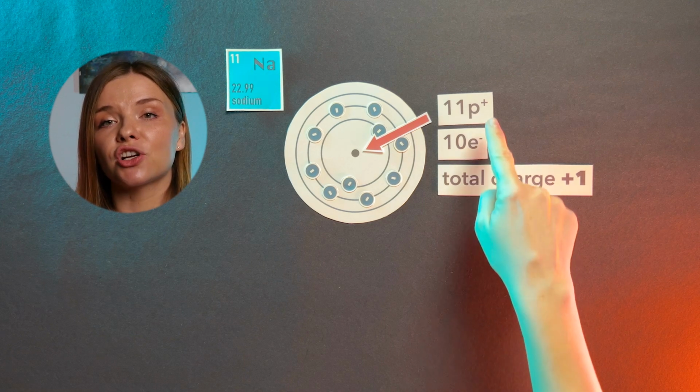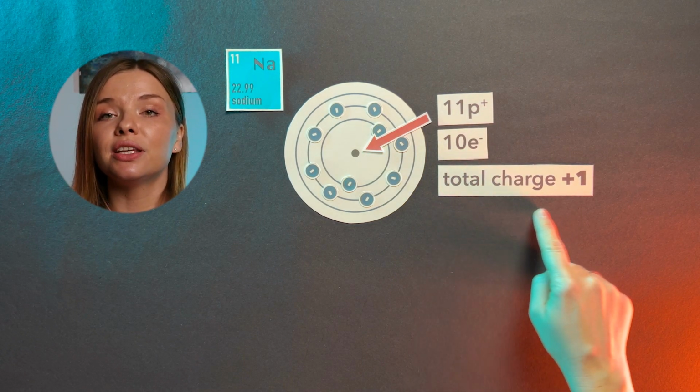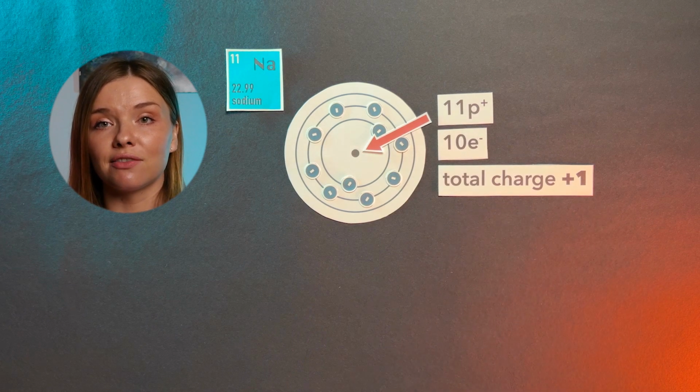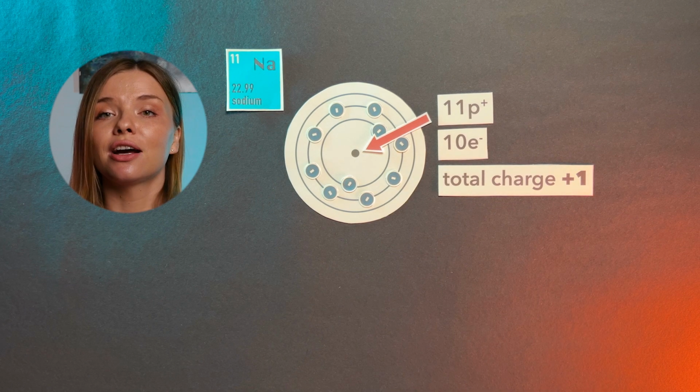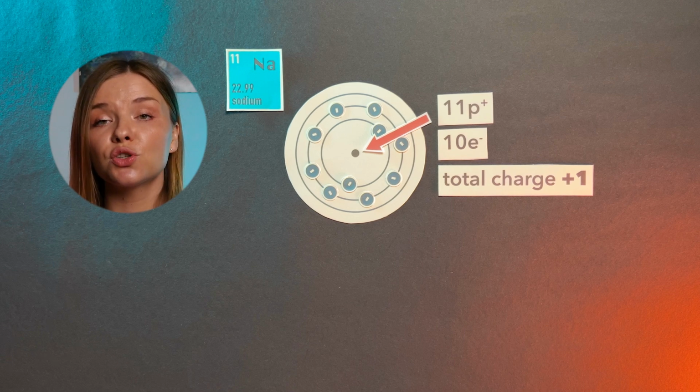To determine this charge, we look at the 11 protons in the nucleus, which give us a charge of +11. And the 10 electrons orbiting the nucleus give us a charge of -10. As a result, the particle has a net positive charge of +1.